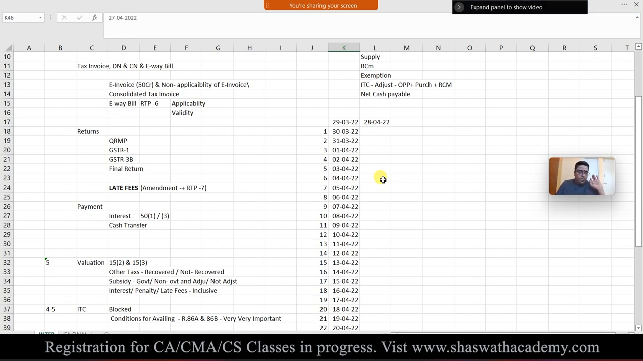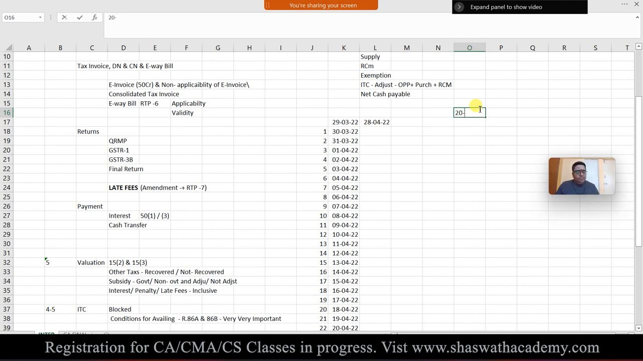The exception is the interest calculation chapter. The exception is interest calculation and late fee calculation. Interest calculation and late fee calculation are from the next day of the due date. They use the term "from the next day of the due date". There you calculate from the next day of the due date, no issues.